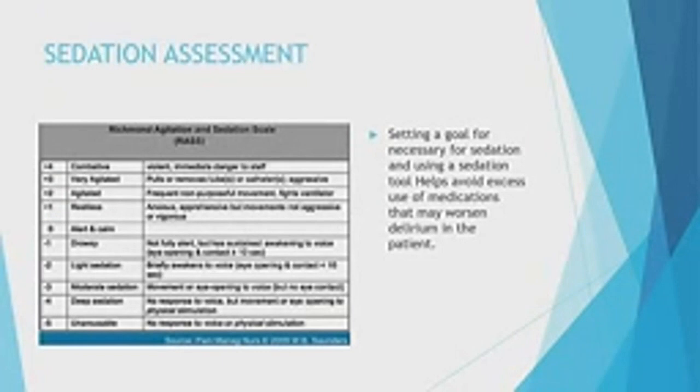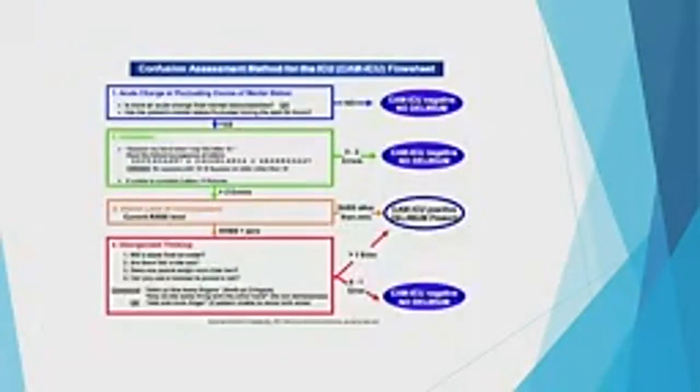Before we go further into those, I just wanted to introduce also the scale that all of you are familiar with, which is the RASS score, because it's always very important also to assess the sedation scale for these patients. And it's also good to set a goal for how much sedation we're going to give these patients so we can continue to be able to assess and avoid delirium in treating them.